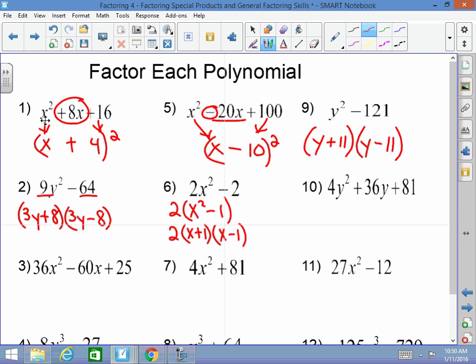Okay, number 10 looks a little challenging, but let's see what we got. 4y squared is a perfect square. That's 2y. 81 is a perfect square. That's 9. 2 times 9 is 18 times 2 is 36. This works. It's a perfect square, and it's positive. So this is 2y plus 9 squared.